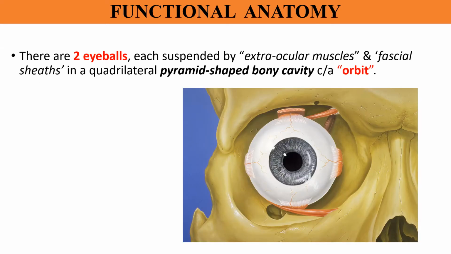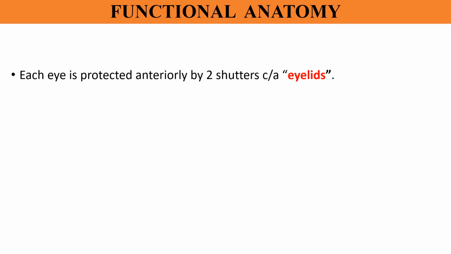There are two eyeballs, each being suspended by extraocular muscles and facial sheaths in a quadrilateral pyramid-shaped bony cavity called the orbit. See, this is the bony cavity, which is called the orbit, and inside this orbit lies the eyeball, supported and held in position by the extraocular muscles. Each eye is protected anteriorly by two shutters called eyelids.